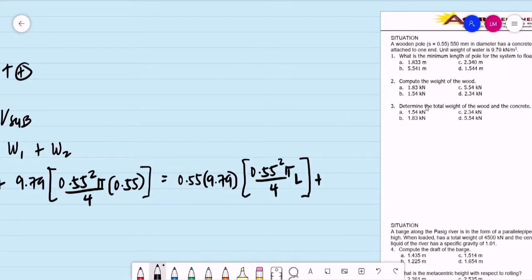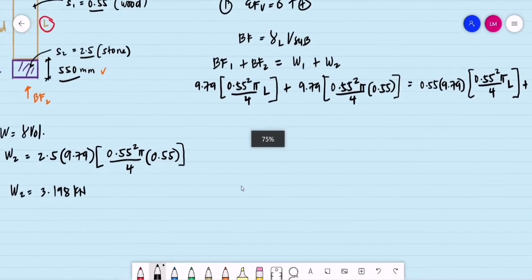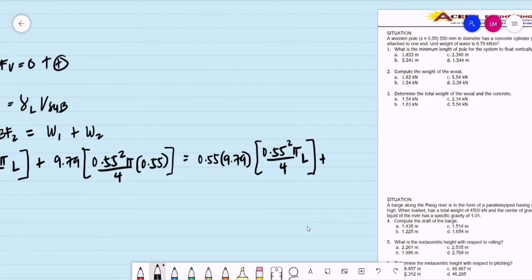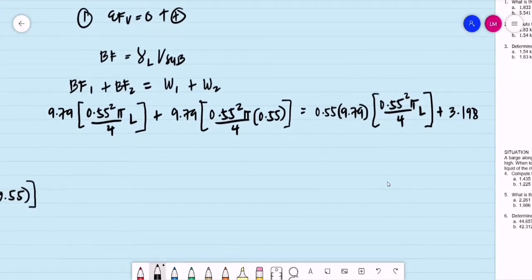Tapos yung weight number 2, that is the weight of the stone. Na-compute na natin yun kanina. That is 3.198 kilonewtons. So, plus 3.198 kilonewtons. So, in this equation, as you can see, ang unknown na lang is yung the length of the wood. So, compute natin.